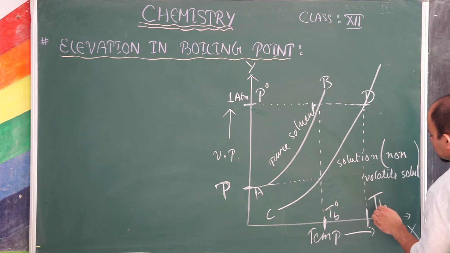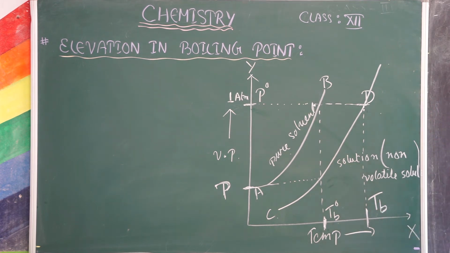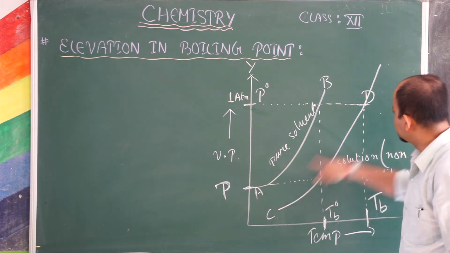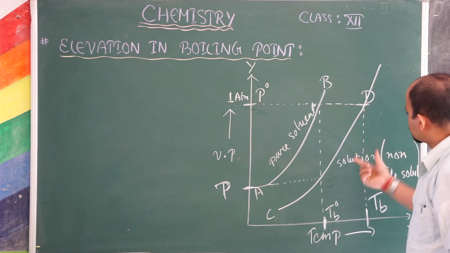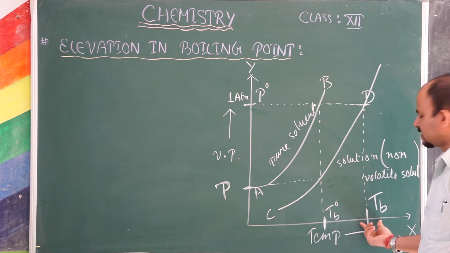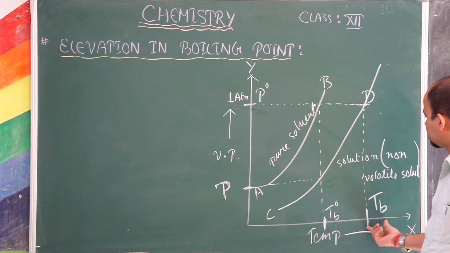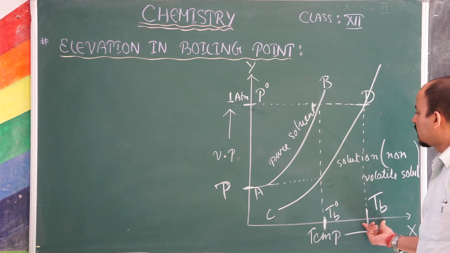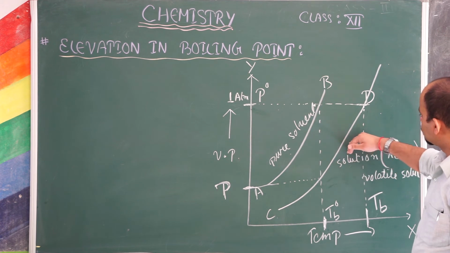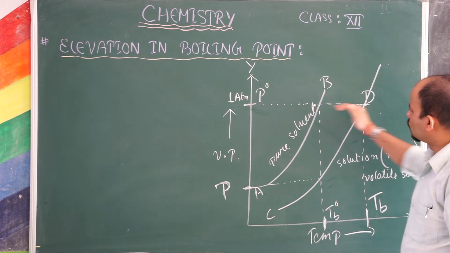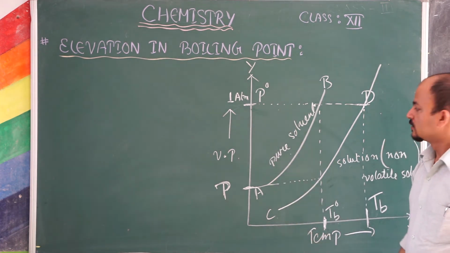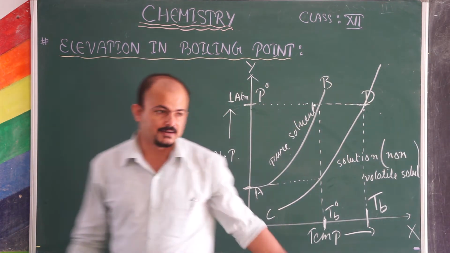Therefore, let's take the vapor pressure curve CD, that is the solution. Its boiling point is at TB. At this point TB, only its vapor pressure, the solution's vapor pressure, will be equal to 1 atmosphere. Then at that point only it starts boiling. So hope this is clear in the graph.